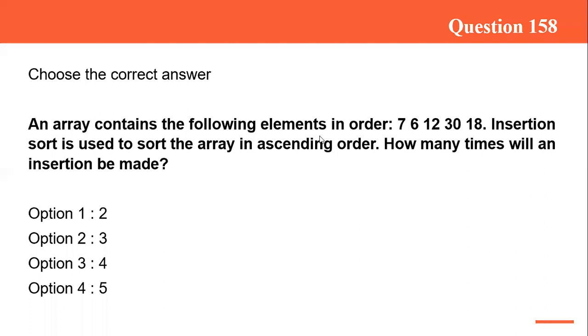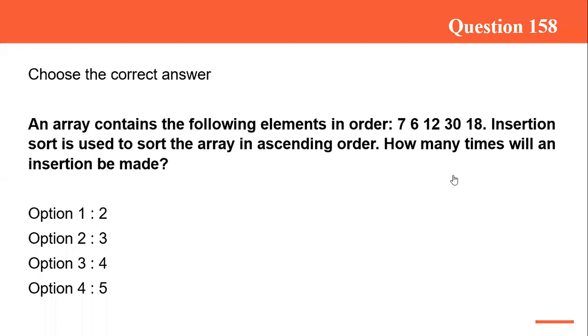What's the answer, girls, for this? An array contains the following elements in order: 7, 6, 12, 30, 18. Insertion sort is used to sort the array in ascending order. Ascending order means smaller to bigger, right? How many times will an insertion be made? How many times you will do insertion sort in this? How many insertions are happening?